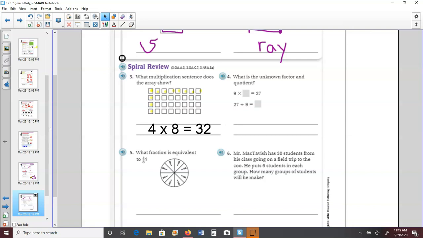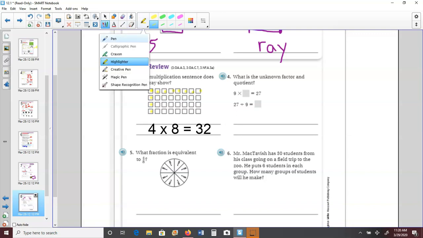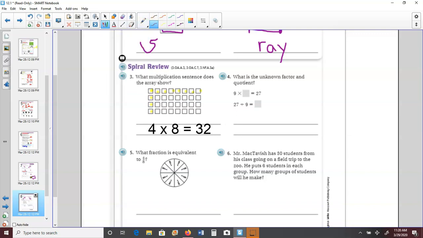Number 4, what is the unknown factor and quotient? Oh, we haven't heard those words in a while. Factor is what we multiply, the two numbers we multiply together to get our answer in multiplication. So 9 times something equals 27. Well, I know 9 times 3 is 27, and therefore 27 divided by 9 has to equal 3. That would be my quotient.